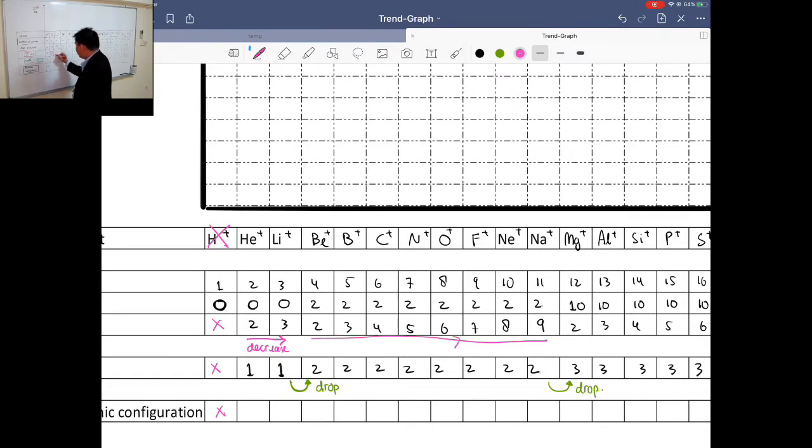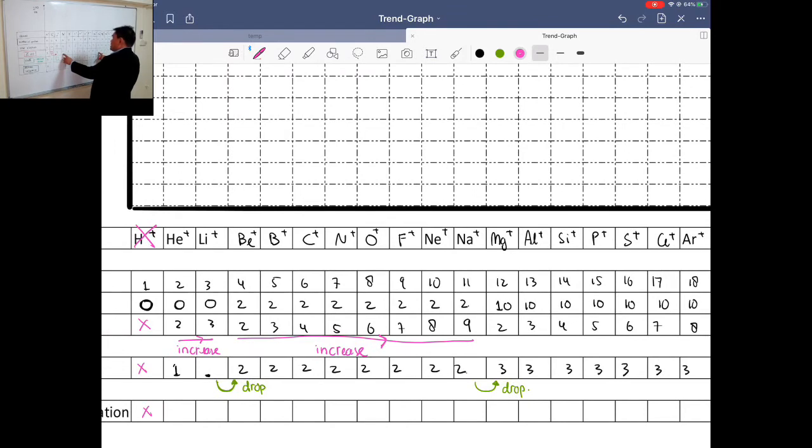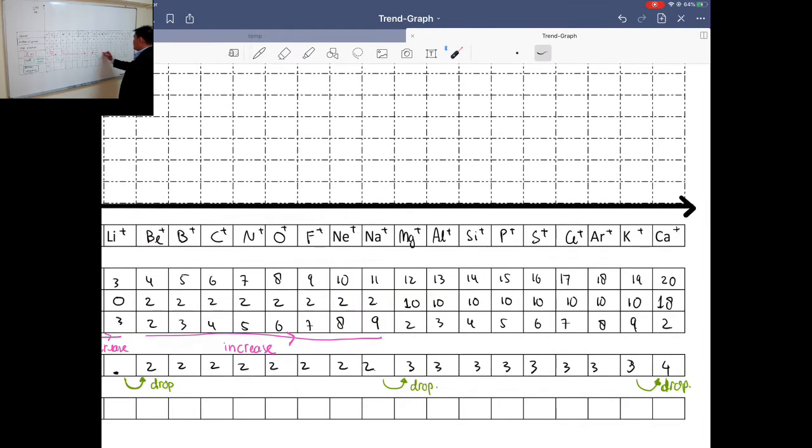That means this red arrow here represents a gradual increase of second ionization energy. In this case, Li+ has higher second ionization energy than He+. The same pattern is repeated from Be+ to Na+. The second ionization energy will increase gradually. The same thing happens also from Mg+ to K+.